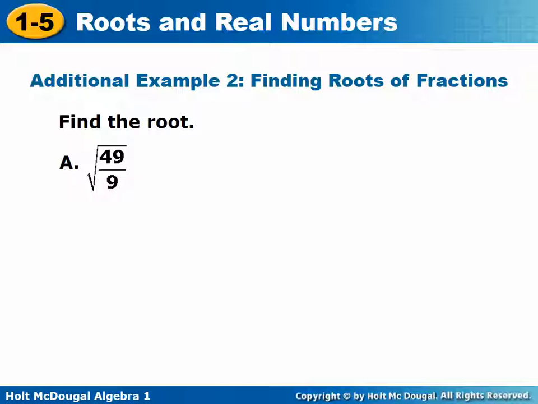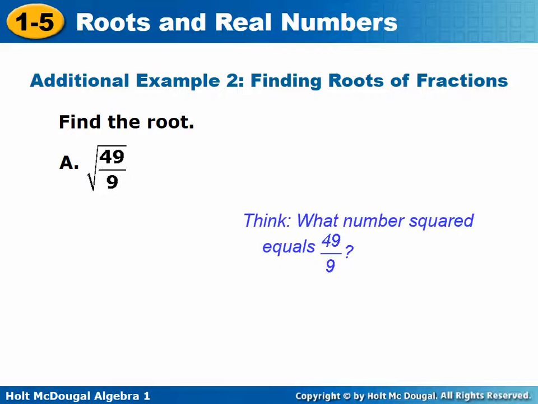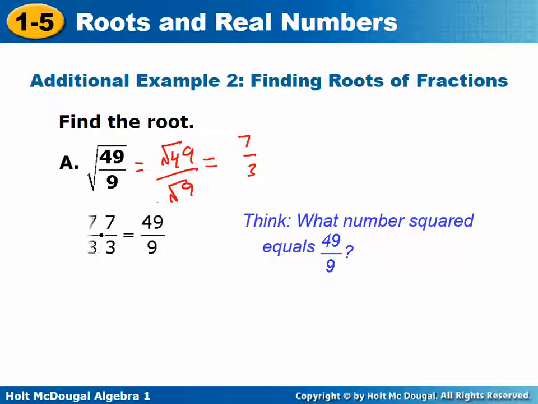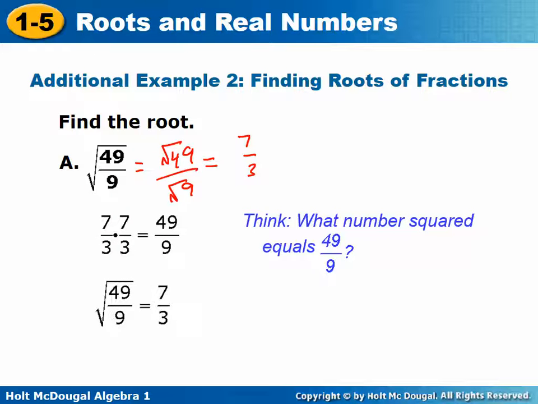Now this is a fraction. This is a square root. You can rewrite this as the square root of 49 over the square root of 9. The square root of 49, that's a perfect square. That's on your table. That's 7. The square root of 9 is a perfect square. That's 3. So the answer to this is going to be 7/3.